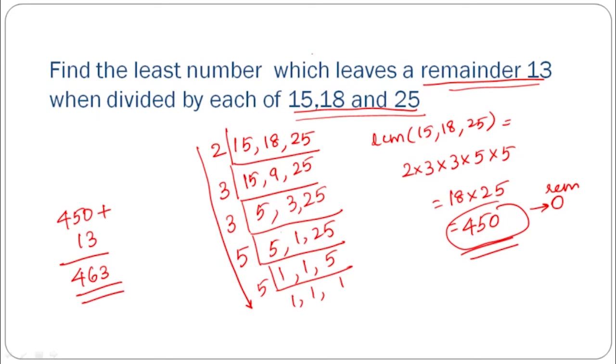You can cross check whether the answer is correct by dividing 463 by 15, 18 and 25 and see what will be the remainder. You will get the remainder as 13. So the correct answer for this question is 463. 463 is the number which will leave a remainder of 13 when divided by 15, 18 and 25.